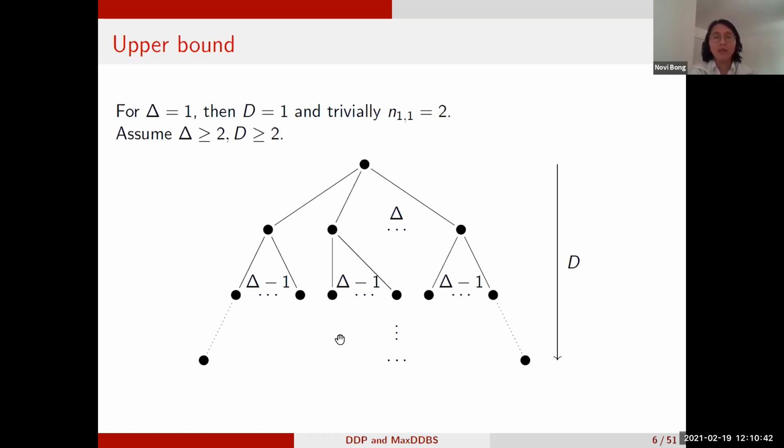But the problem now is that from this vertex, it reaches everybody in D steps. But what about this other vertex here? So we have to play with the connections at this level. How do we connect the vertices here such that every vertex reaches every other vertex in D steps? Because we want to keep the diameter to be D.